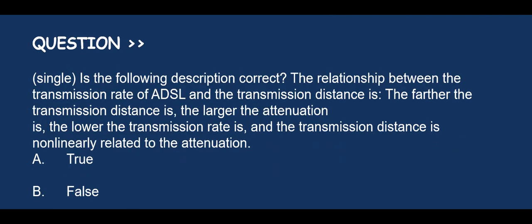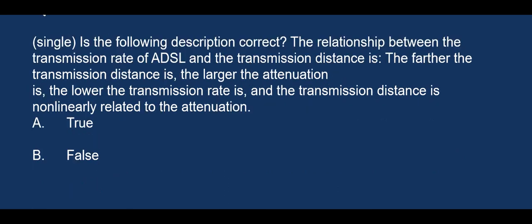The next question: is the following description correct? The relationship between the transmission rate of ADSL and the transmission distance is, the farther the transmission distance is, the larger the attenuation is, the lower the transmission rate is, and the transmission distance is non-linearly related to the attenuation. Option A true, option B false. Correct answer is option A.